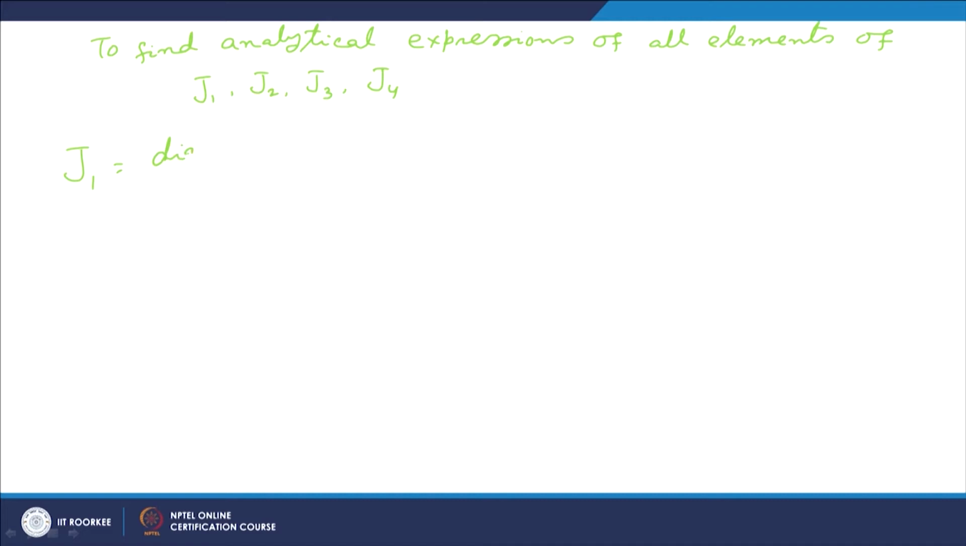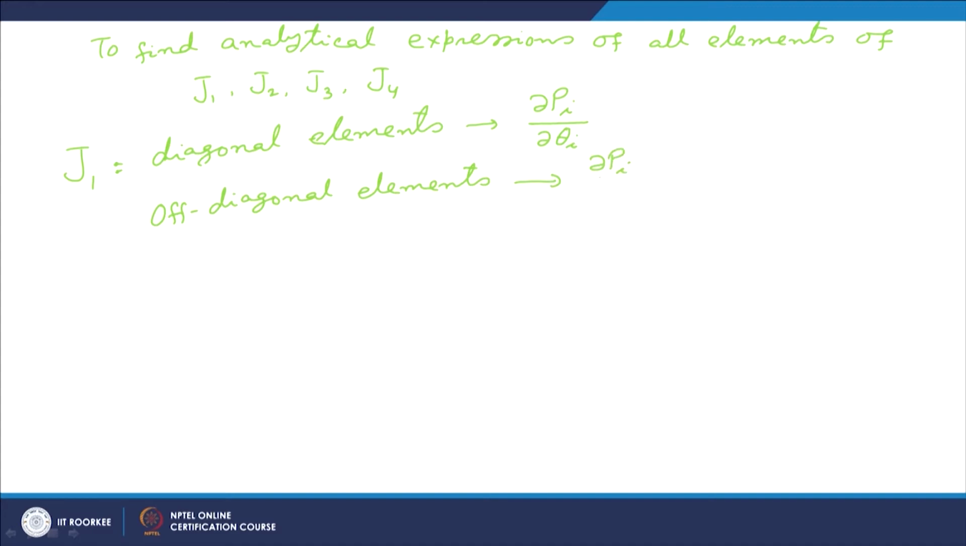So J1 is a square matrix. The diagonal elements are del Pi by del theta i, and the off-diagonal elements are del Pi by del theta k, where i is not equal to k. Now you have to find out these expressions.